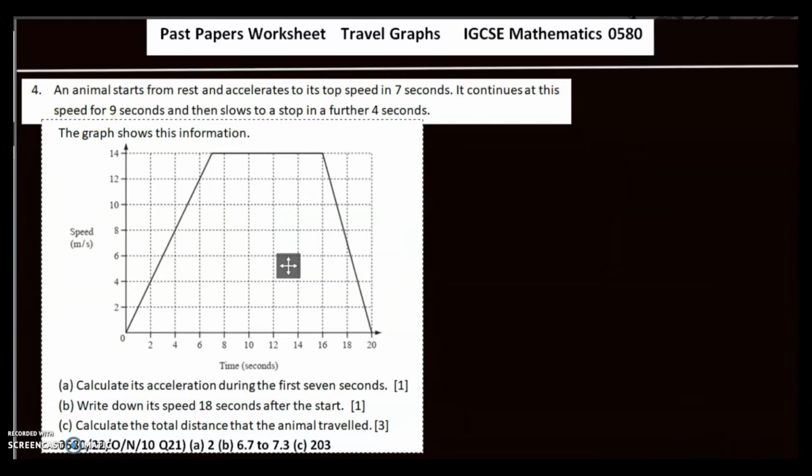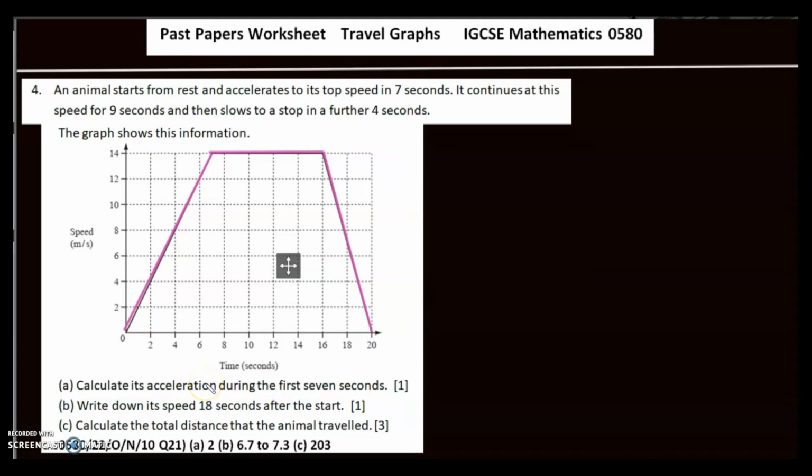Okay, next question. An animal starts from rest and accelerates to its top speed in 7 seconds. So we can see in 7 seconds it accelerates to its top speed, and it continues at this speed for another 9 seconds. So for another 9 seconds it's continuing at 14 meters per second, and then it slows to a stop in a further 4 seconds. So within the next 4 seconds it is stopping. Okay, the graph shows this information.